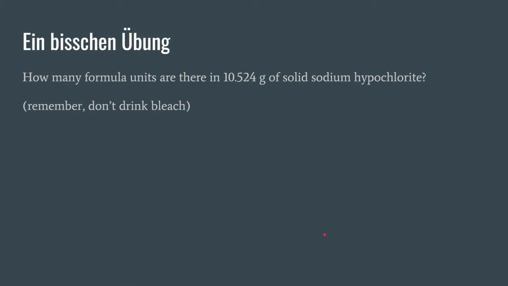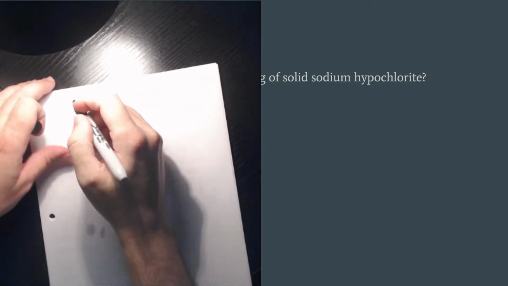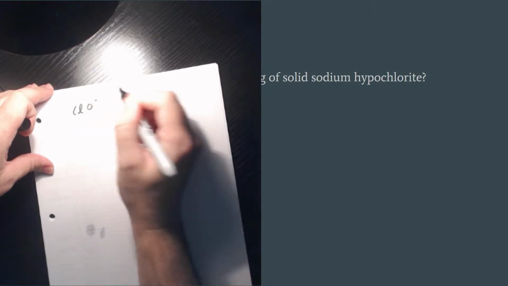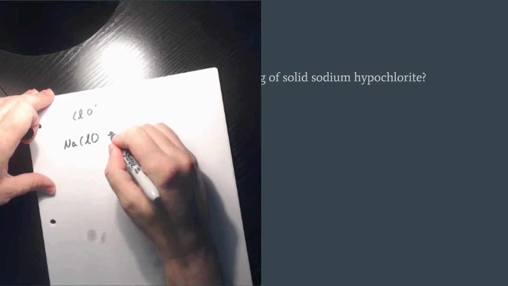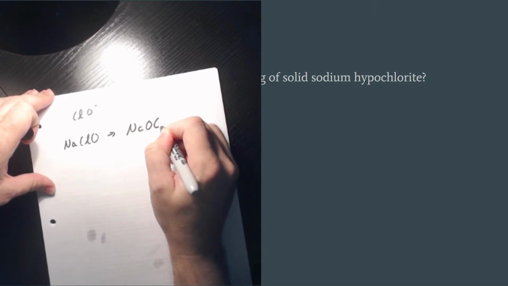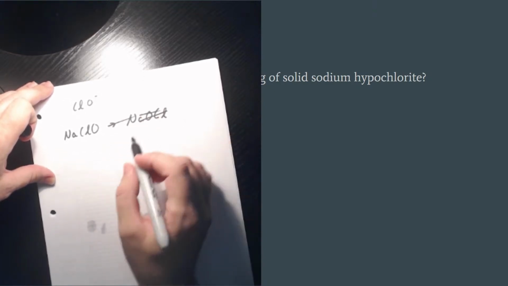All right, so a little bit of practice. How many formula units are there in 10.524 grams of solid sodium hypochlorite? Sodium hypochlorite is bleach. Okay, so let's bring up sodium hypochlorite. Hopefully you remember from your ionic compounds, hypochlorite is ClO1-. So sodium hypochlorite would be NaClO, but it's usually actually written as NaOCl. I'm not too sure why when we're talking about bleach, but whatever, NaClO.